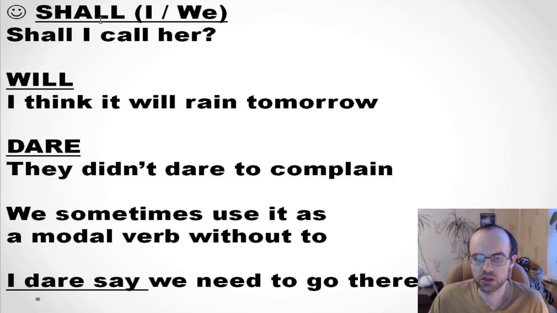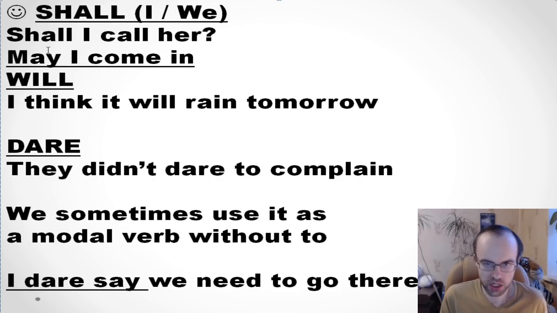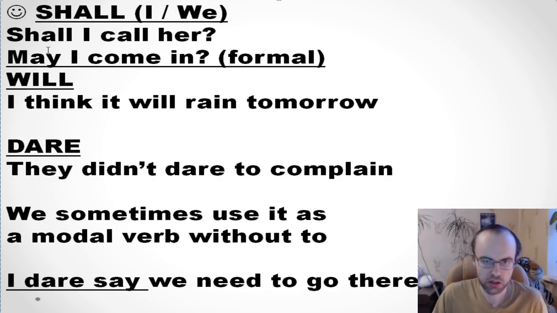Okay, sometimes they say that shall, will, and dare are also modal verbs. Shall, we use it with I and we for permission. Shall I call her? So it means that it's like may. You know that sometimes we use may for permission too. May I come in? But it's very, very formal. Or shall, it means is it okay if I call her?